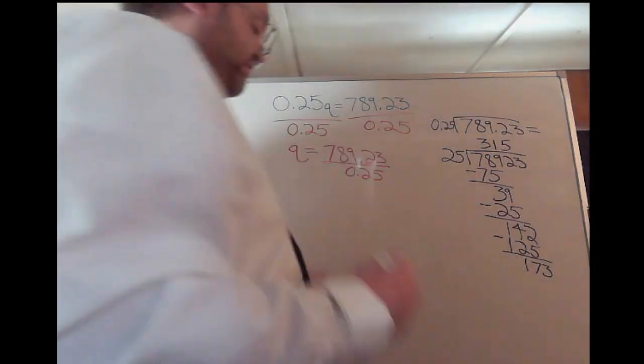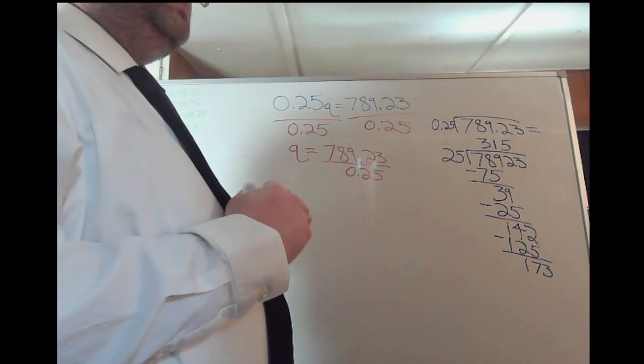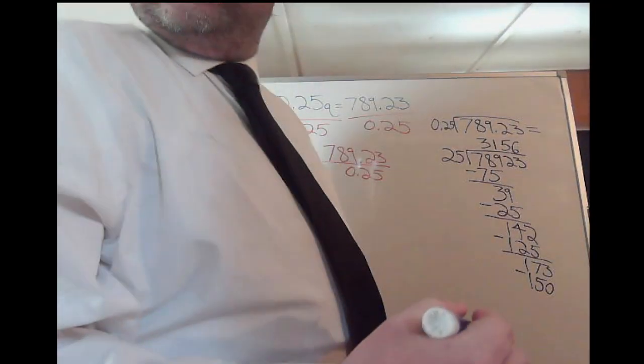So 5 times 25, well, that's just going to be 125. 142 minus 125, that's going to be 17. Bring down your 3 from the dividend. 25 goes into 173 how many times? 6 times. So we have 6 times 25, which is 150. I know, this is quite a big equation. So 173 minus 150 is 23.